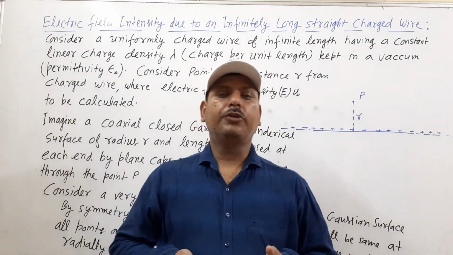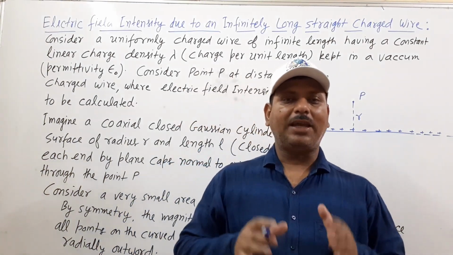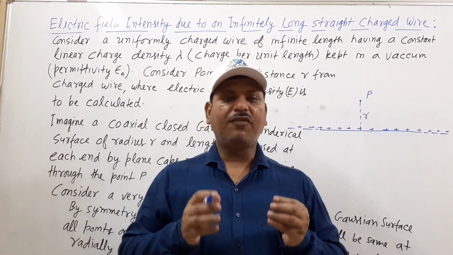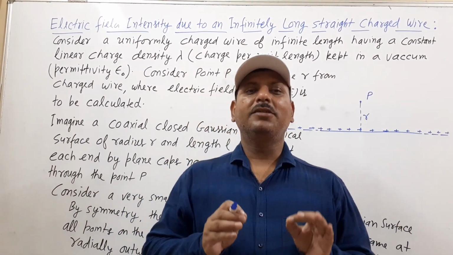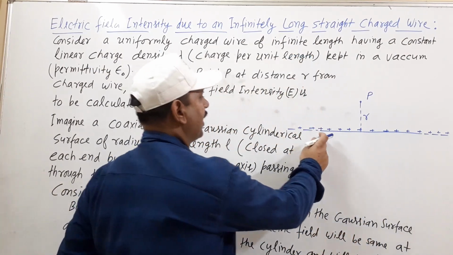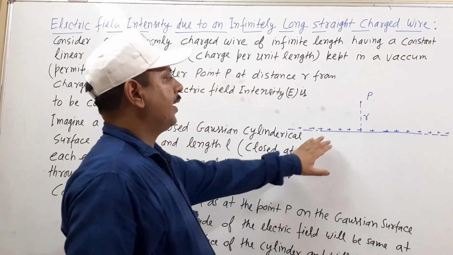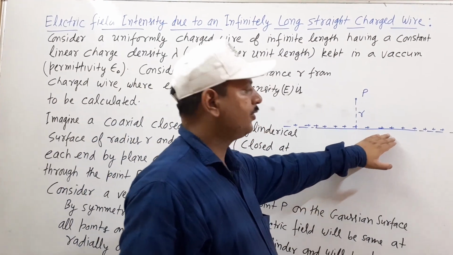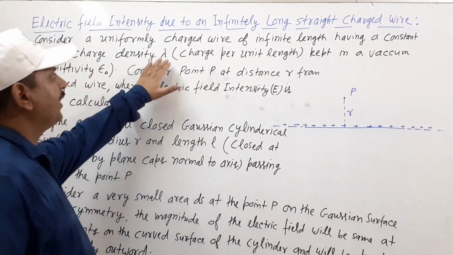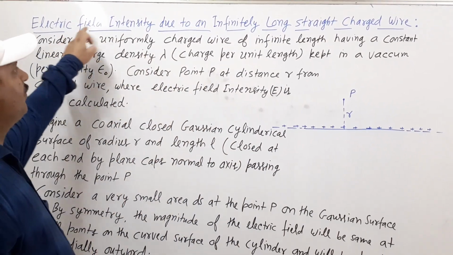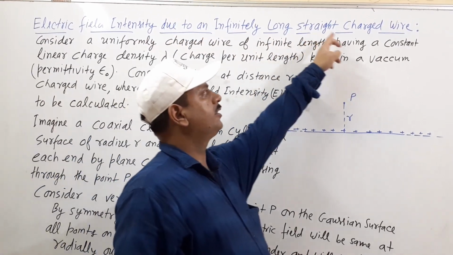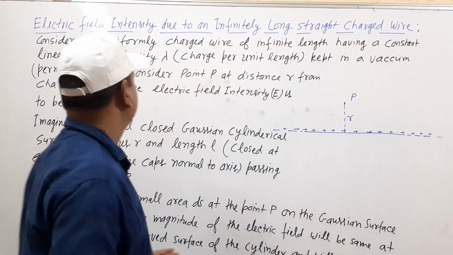Today we are going to tell about the electric field intensity due to an infinite long charged wire. See here, one charged wire is there, an infinite long charged wire whose linear charge density is lambda. The electric field intensity due to an infinite long straight charged wire.